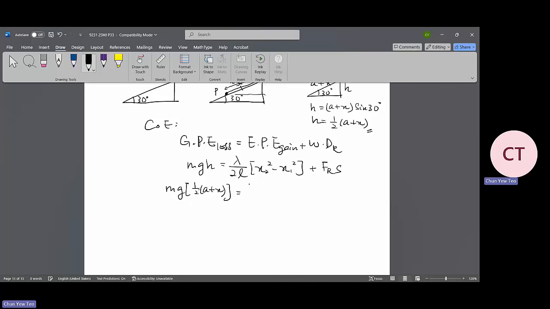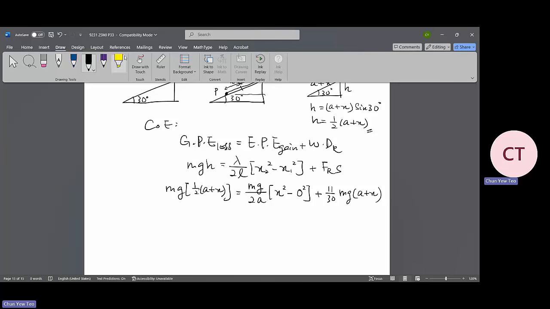What is lambda? Lambda is the modulus of elasticity. It's given as mg in the question. Your extension is x squared. At the beginning, you have no extension. Frictional force given in the question is 11 over 30 mg. And the distance traveled is a plus x. Okay, so this is what we need to build for the conservation of energy.